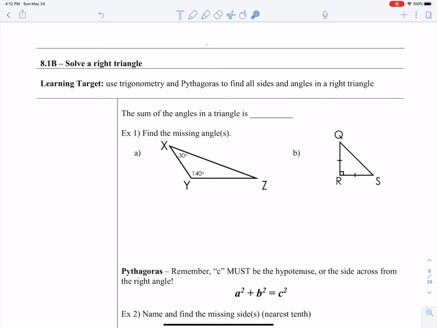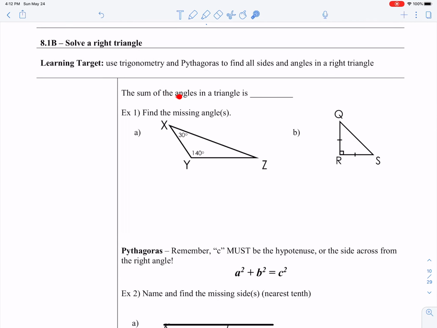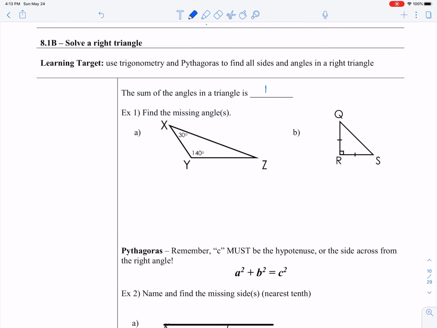Okay? So before we can do this, we need to review some information you learned in grade 9. First, the sum of all the angles inside a triangle is always, regardless of what triangle it is, 180 degrees. So the angles always have to add up to 180.